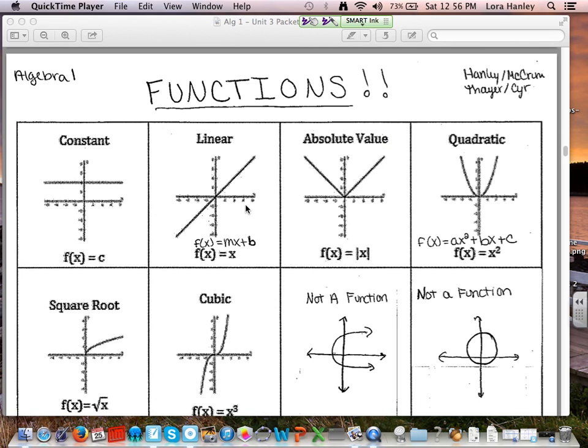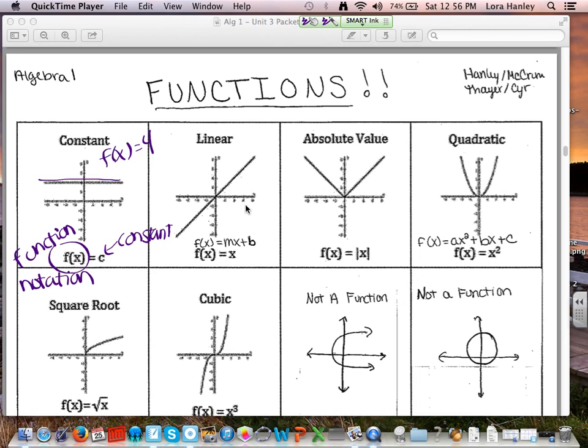So the first, we have a constant function, and that constant function is just a horizontal line. Your equation is f of x is equal to c. F of x is function notation, and it's saying the function of x. As you notice, there are no x's in this equation. So c is a constant, which means it is just a number. You might see equations like f of x is equal to 4. That's the one represented here. That is a constant function.